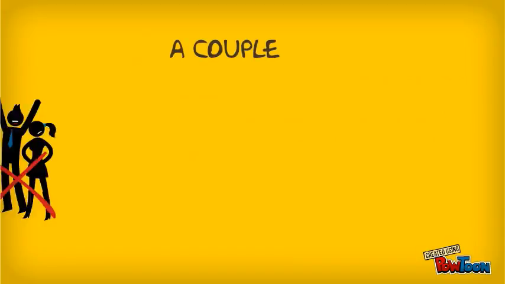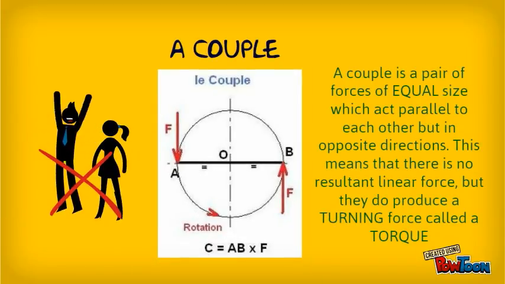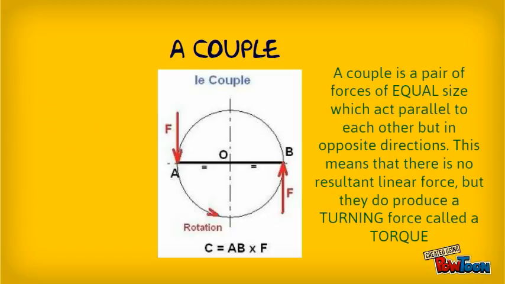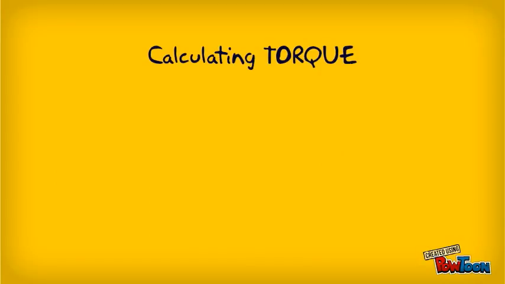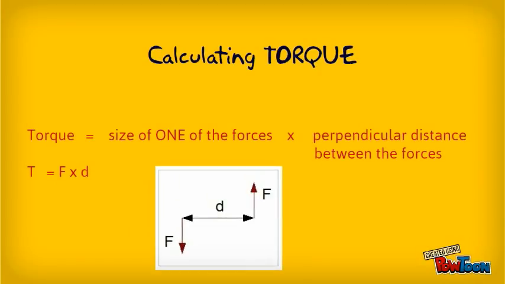We're moving on now to look at couples. A couple is a pair of forces which are of equal size and which act parallel to each other but in opposite directions. From the diagram you can see that there is no resultant linear force, the forces are balanced, but they do produce a turning force, and this turning force is called a torque. The way that we calculate a torque is we take the size of one of the forces and multiply it by the perpendicular distance between the forces.